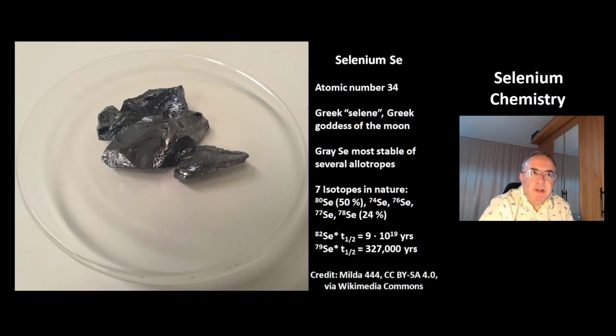Welcome to today's video about the chemical element selenium. And this is a picture of the element selenium. It has the atomic number 34. Its name comes from the Greek word Selene, which is a Greek goddess of the moon.